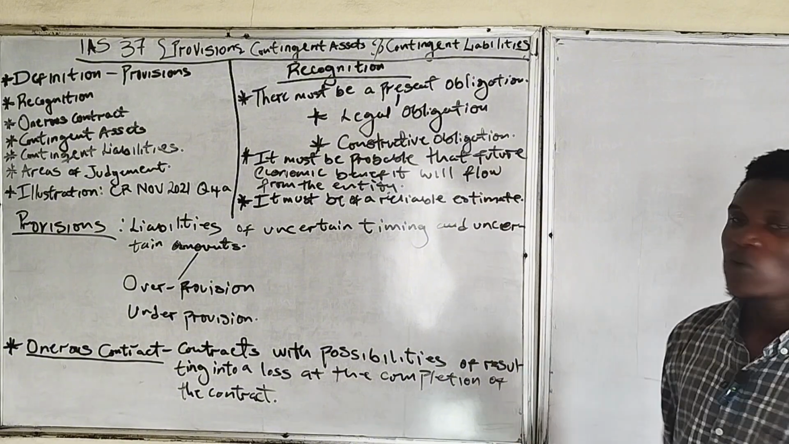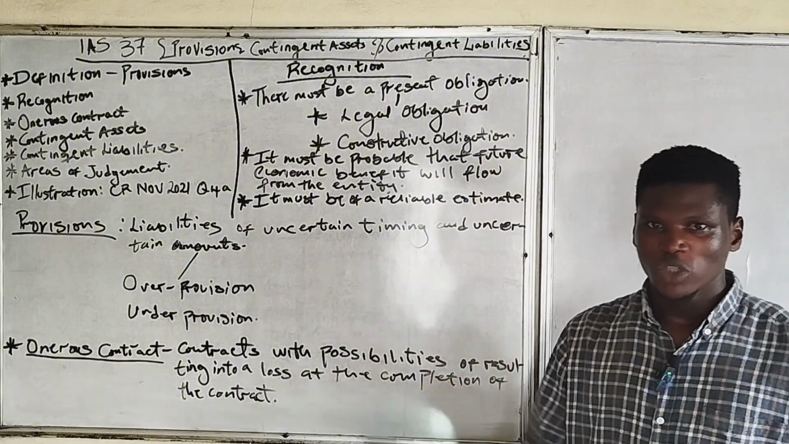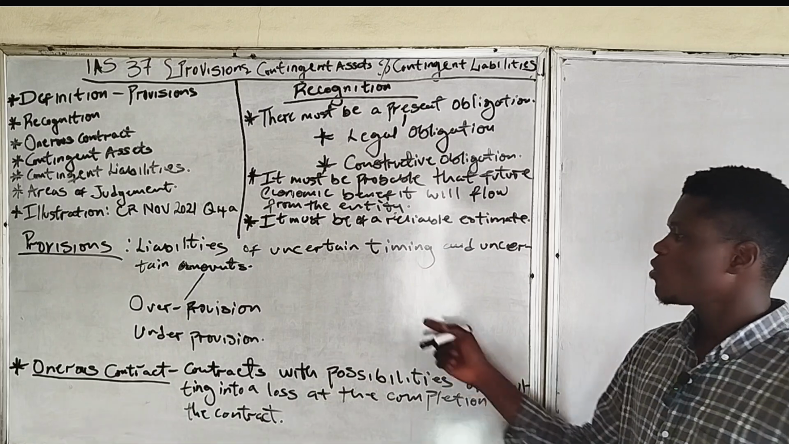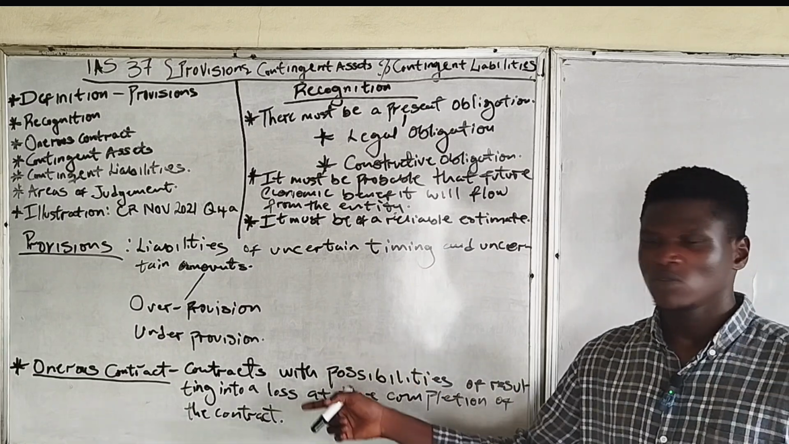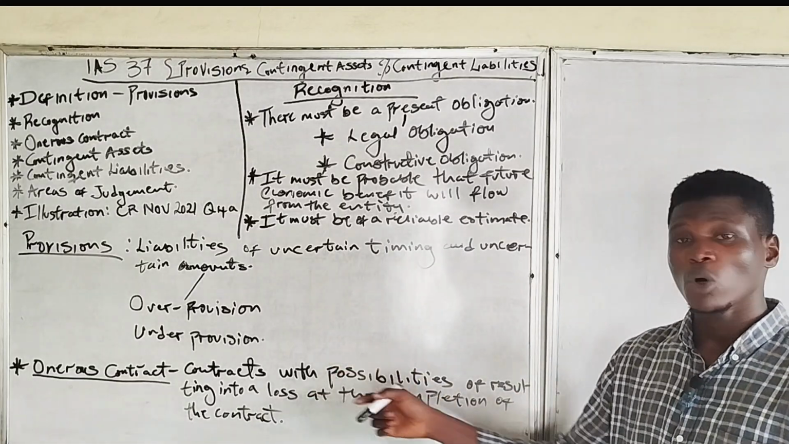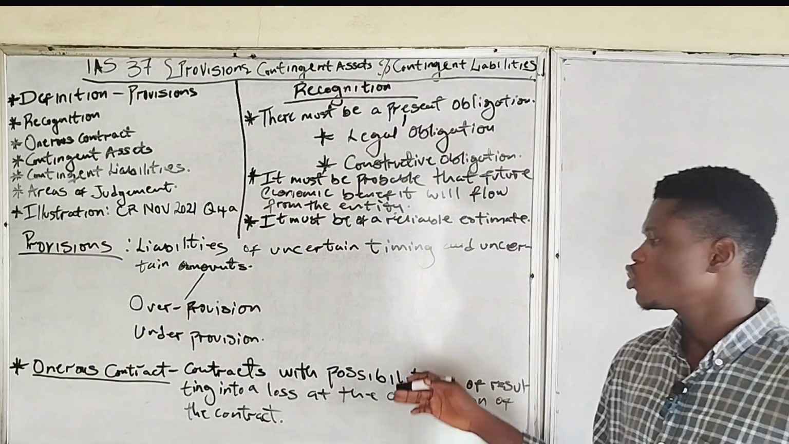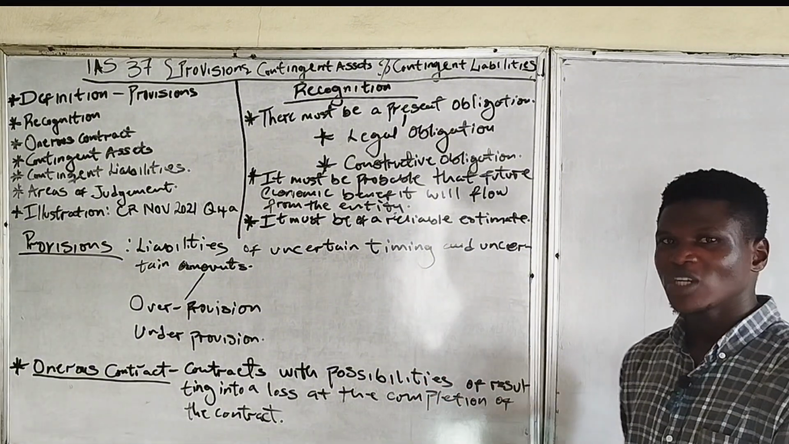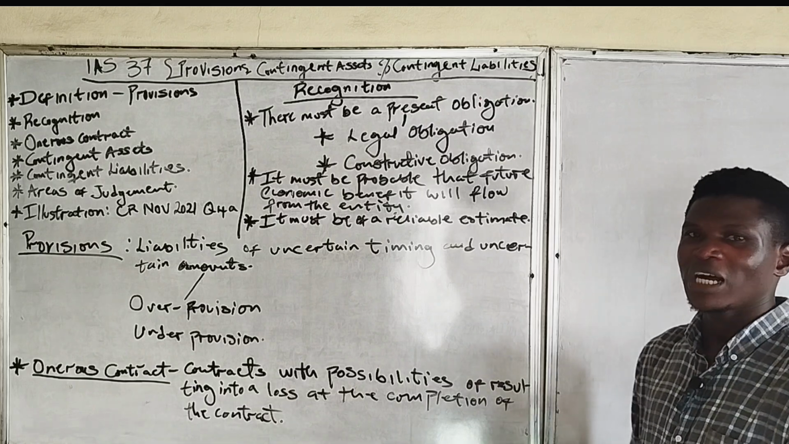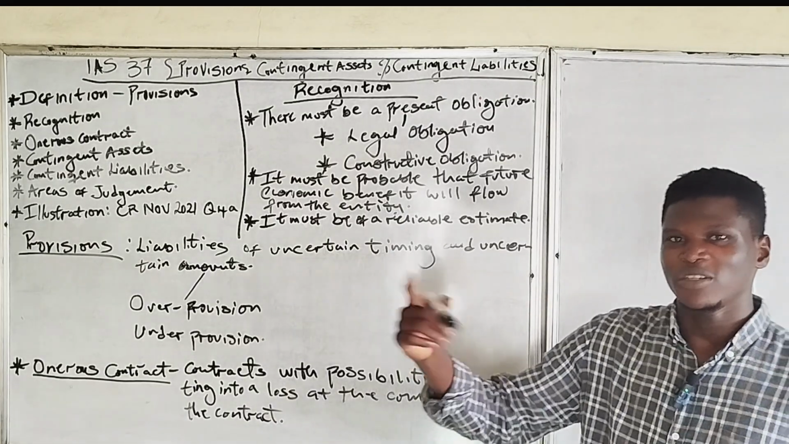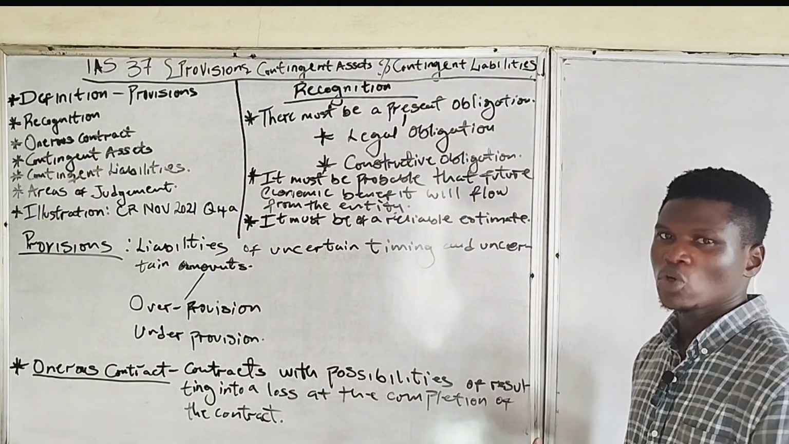So IAS 37 provision as regards onerous contract. So provisions in relation to onerous contract. Provisions are not to be made on this type of contract, a contract that will yield loss at the completion of the project. Provisions should not be made for onerous contract because they are not as a result of past events. They are things that will happen in the future. They are not as a result of past events.